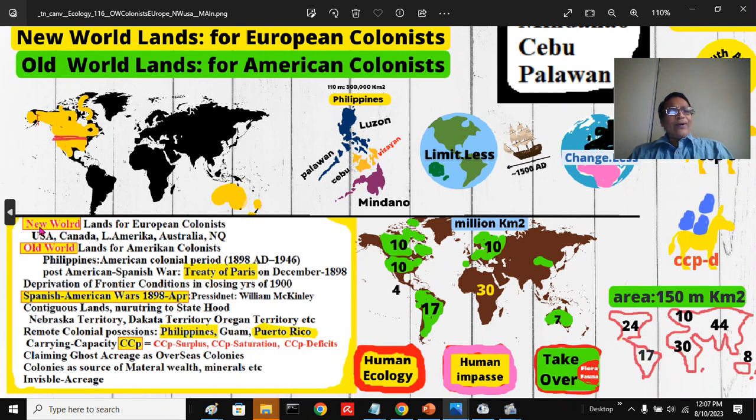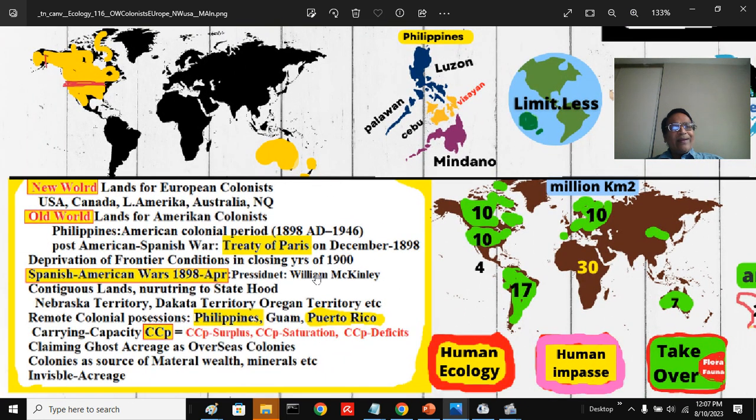So what happened? The New World lands for European colonies are essentially the United States here, Canada, Australia, New Zealand. This is a typo here, it should be New Zealand. The Old World lands for American colonies: the Philippines became an American colony. It was under Spanish control, and Americans defeated the Spanish Empire in April 1898, during the time of President William McKinley, and as a result of the Treaty of Paris, they acquired a lot of lands. These lands are essentially the Philippines in the Pacific, somewhere here in the Pacific Ocean. There is Guam, and there is also Puerto Rico near Cuba, the Havana region.